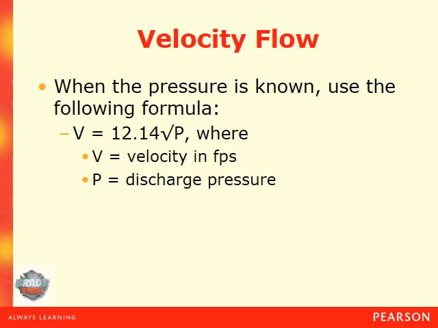So let's say your discharge pressure was 50, and that's the pressure to a smoothbore. So the square root of 50 is 7.49, and we're going to multiply that times 12.14. 12.14 times 7.49, and that would give you a velocity of, say, 91.